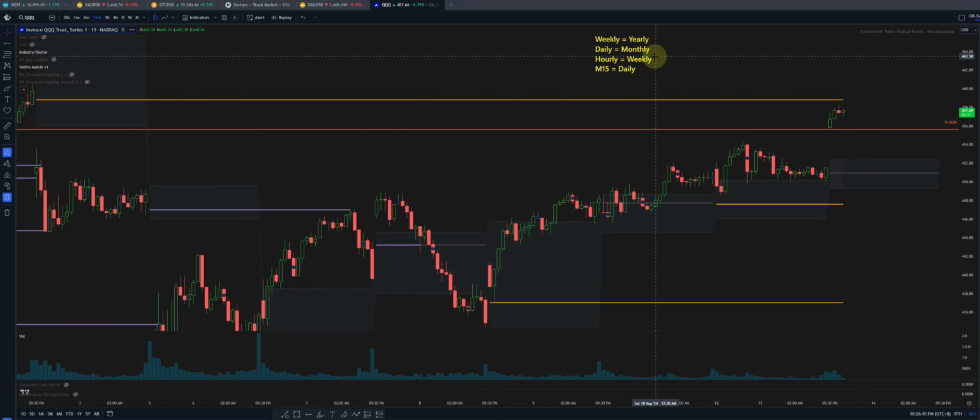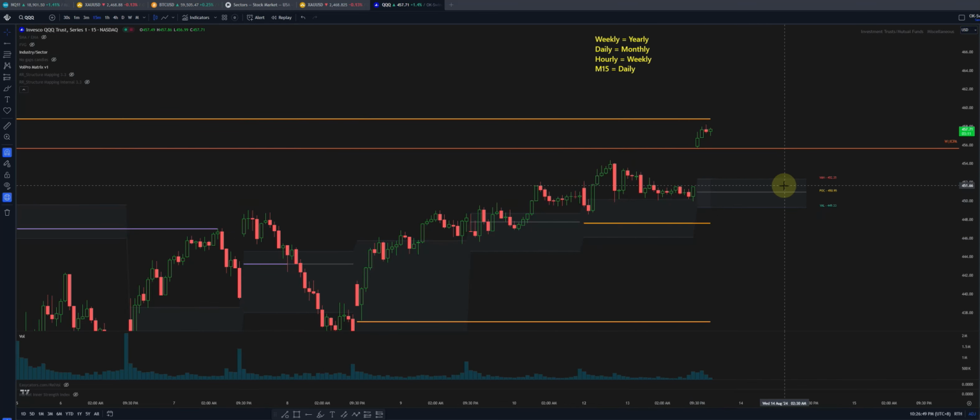So you understand that on the 15 minute we will use the daily. So this is for 1 day. So you see that for today we have the value area high, value area low, and POC. And if the price comes into this zone, we are looking for a buy, or into this zone.